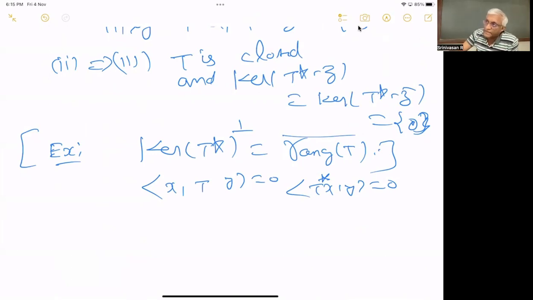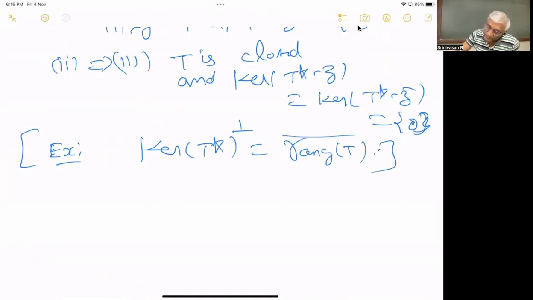But y is densely defined, right? x is orthogonal to the range of T. That means the inner product of x with Ty equals 0 for all y in the domain of T, which is dense. So T star x has to be 0, and x is in the domain of that. You have to write it carefully. If x is in the kernel of T star, that means x is in the domain of T star and then T star x equals 0. Anyway, you write the exercise carefully. It's an exercise.